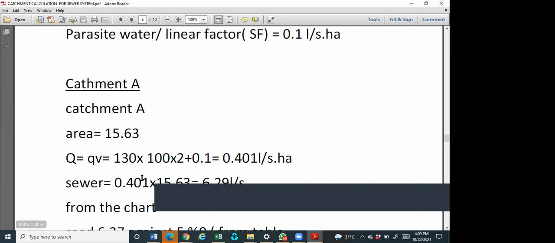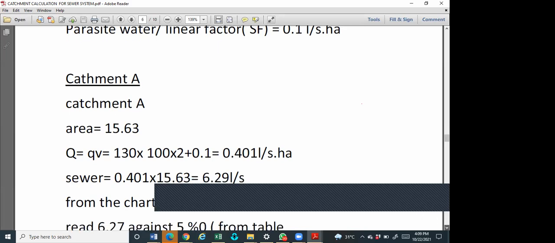If you multiply this 0.4 liters per hectare times the reduced area, sorry, there's a mistake here. There's no reduced area here, it's for storm. So why do I multiply by this catchment? Because the answer is in per hectare. So to cancel out this hectare, we need to multiply by the area that this sewer is coming from. If you multiply by 15.63, you get 6.29.